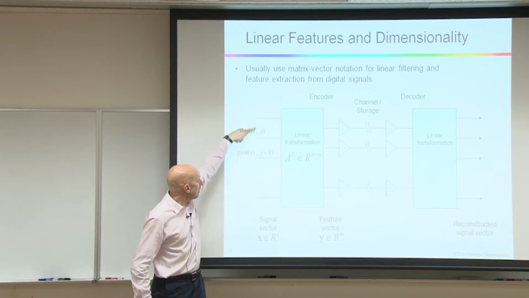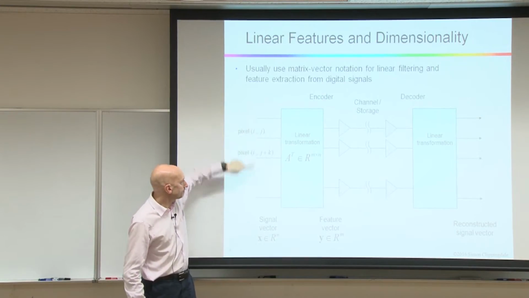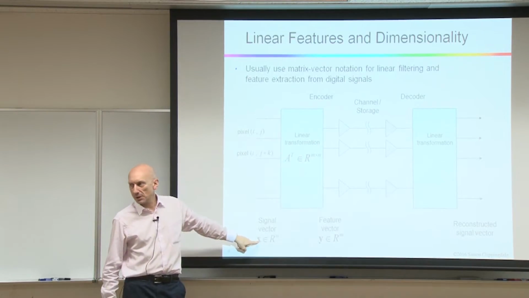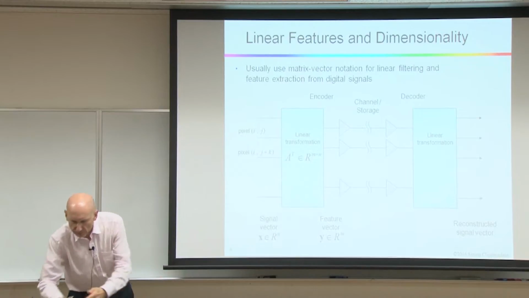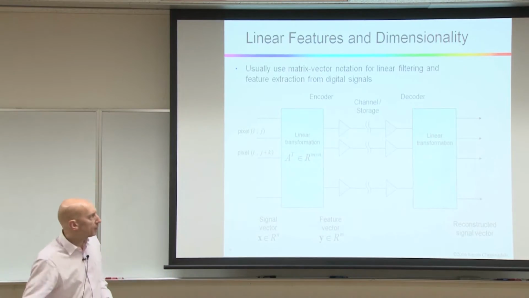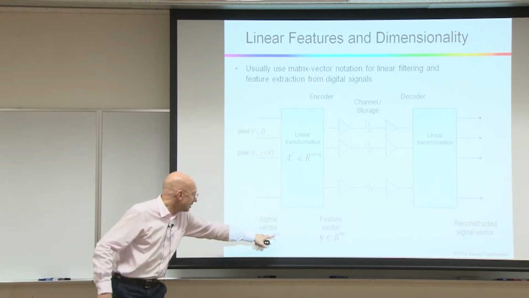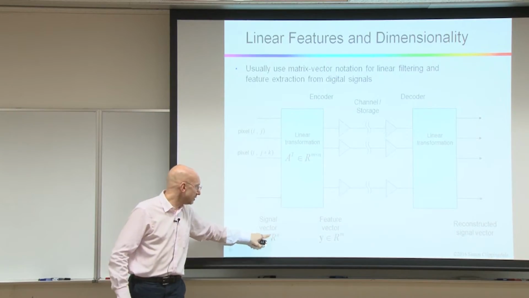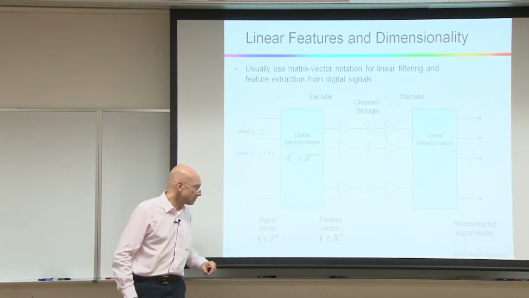So here are our input pixels, and we usually stack them up into a big vector. I guess you may be familiar with this notation. This is a real n-dimensional vector.